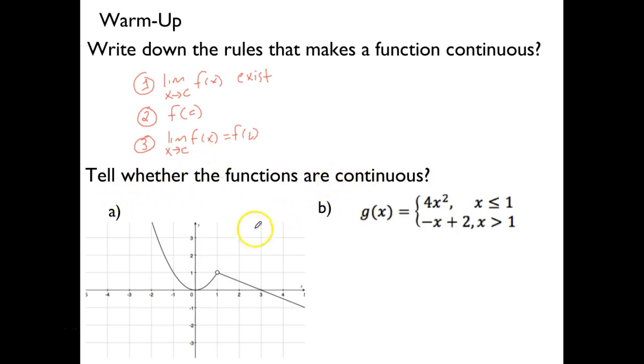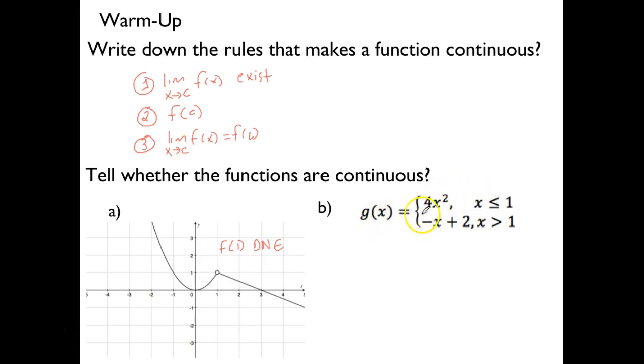So tell whether the functions down here are continuous. The first one here. Is this one continuous? Well, no. It does have a limit right here, but it does not have a point. So f of 1 does not exist, so it's not continuous.